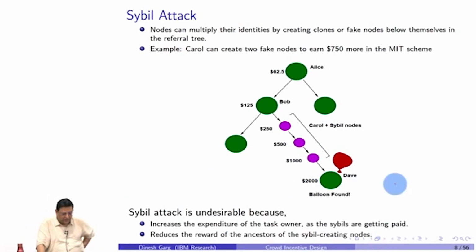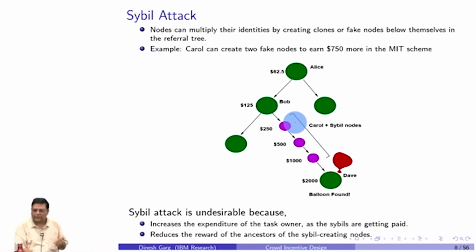Look at this. So this was Carol's node, and we put two fake nodes below it, okay? And then this is again still the same node Dave who spotted the balloon. So how does the reward look now? 2000, 1000, 500, 250. All these three nodes belong to Carol only. Am I right? So what is the total reward taken by Carol? 1750. So just by creating two fake nodes, she is able to boost her reward by $750. That's the problem. Yeah. Any question?